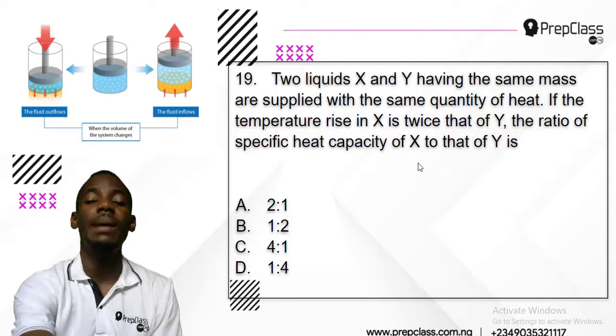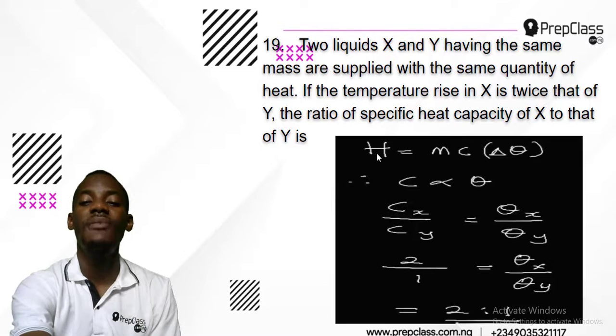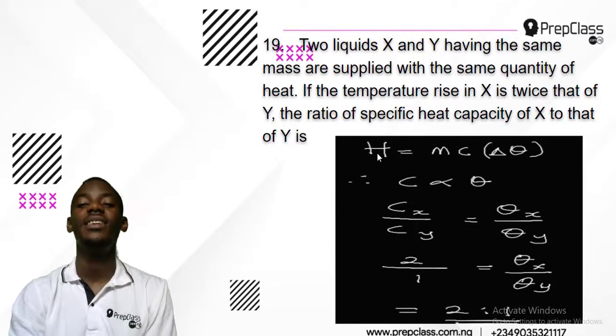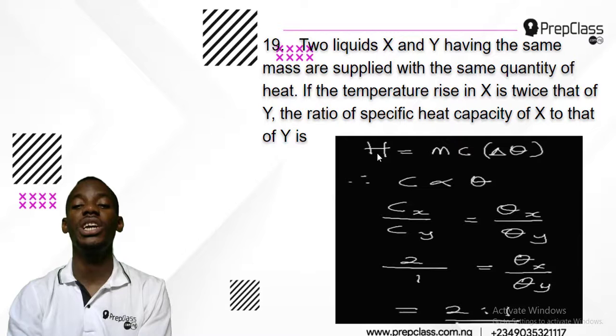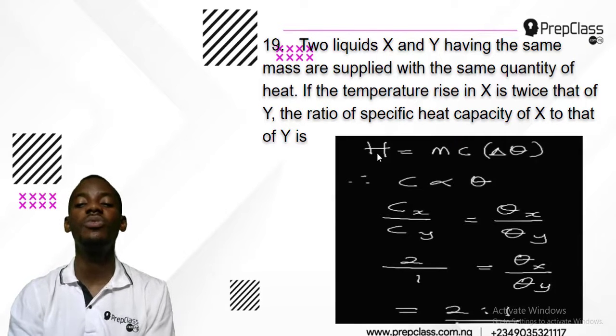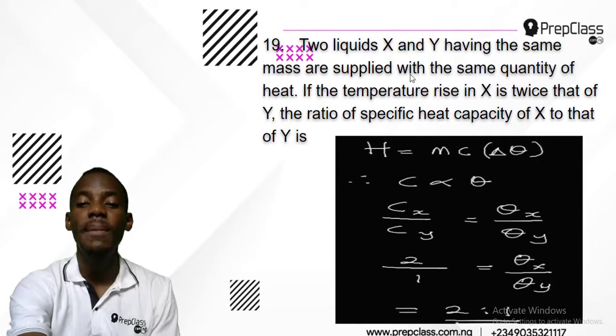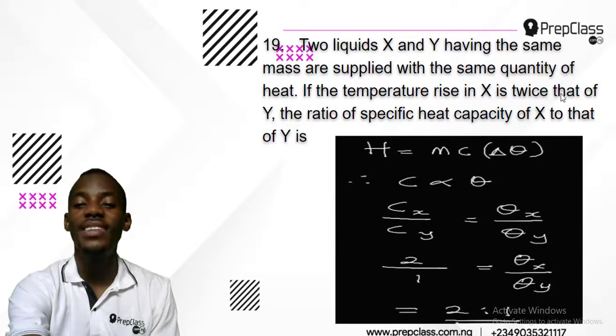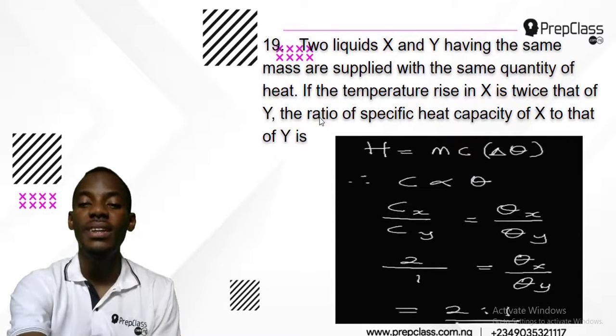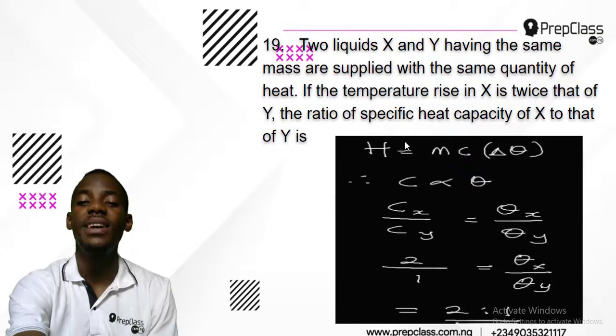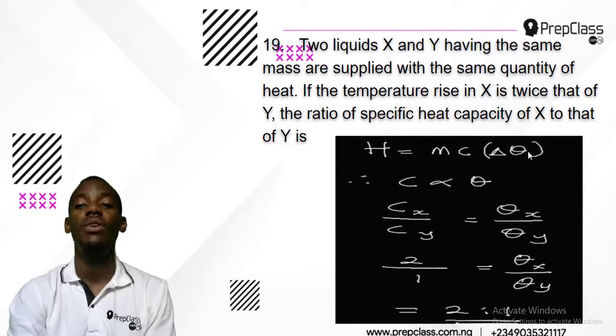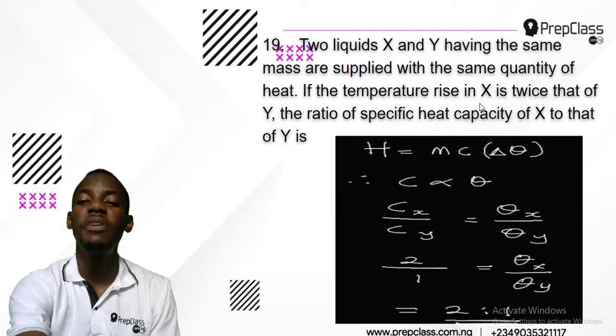Now, you will know that this is thermal physics, right? You know that the formula for anything thermal, when you hear the word heat, is H equals MC change in temperature. But this question is between heat and temperature. If the temperature rise in X is twice that of Y, then what will be the specific heat capacity? Now this H means heat, M is mass, and C is specific heat capacity. Theta is my temperature. So this question is between specific heat capacity C and temperature theta.